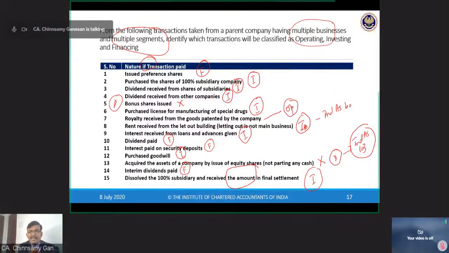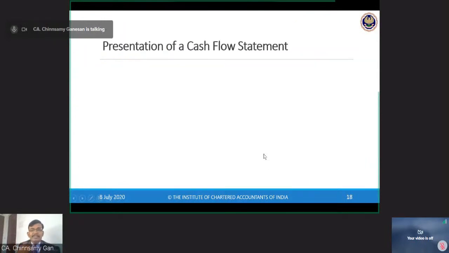Now you must be very, very clear on how to identify what relates to operating activities, what relates to investing activities, and what relates to financing activities. Perfectly correct. Now we will move to the next one.